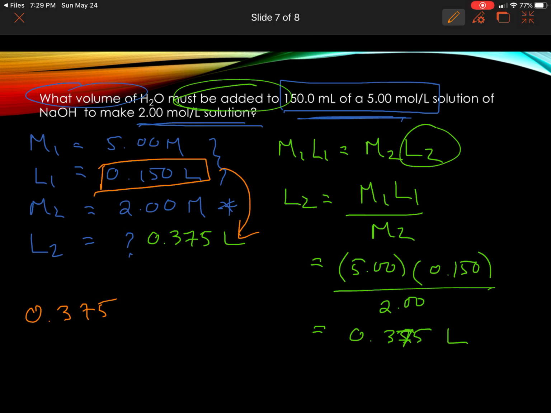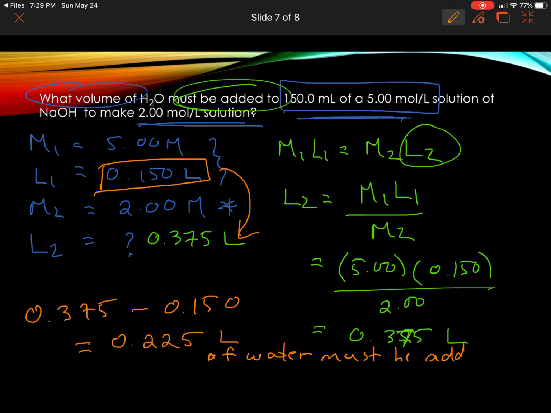So you need to end up making 0.375 liters, but you start out with 150 milliliters. And so if we subtract those two from each other, you end up with 0.225 liters. So to solve this question, you would then say 0.225 liters of water must be added.